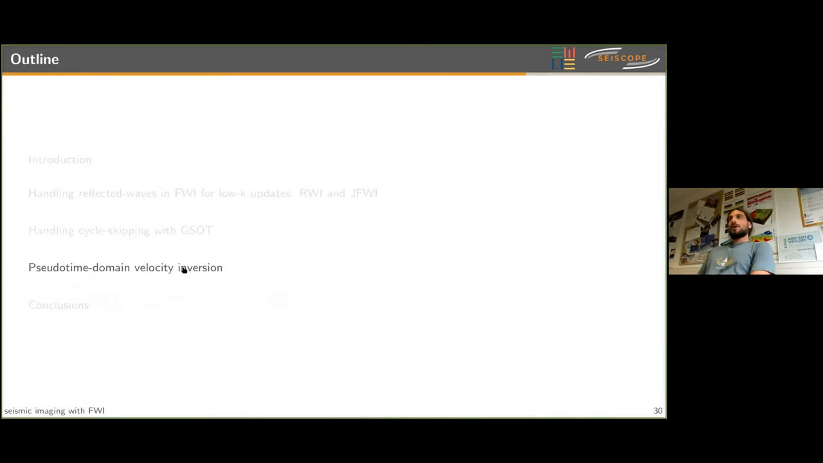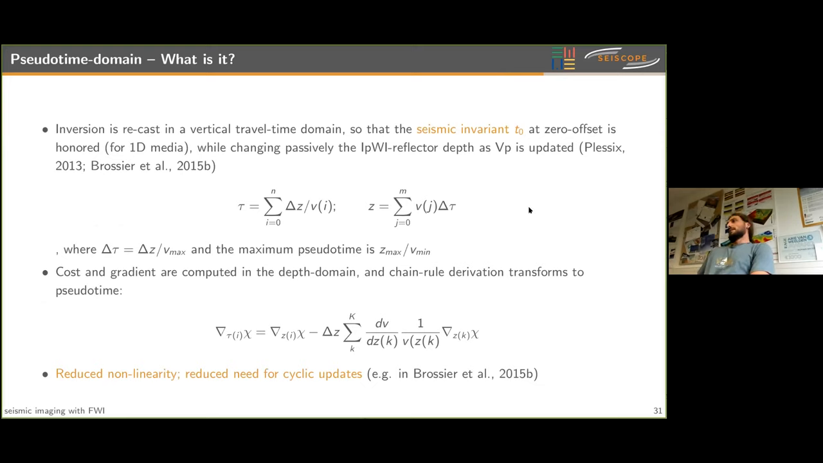I will finish now on the computational cost and how to mitigate the cost of this cycled workflow. To do that, we have relied on a pseudo-time formulation. The idea is to rely on a seismic invariant, which is T0, the arrival time of an event at zero offset. It is true in 1D media. It is no more true as soon as we are in 3D, but most targets could at least be assumed to rely on this invariant, even if we can re-estimate it regularly.